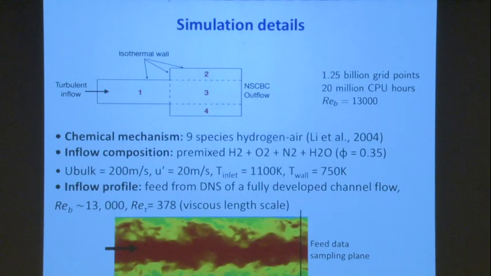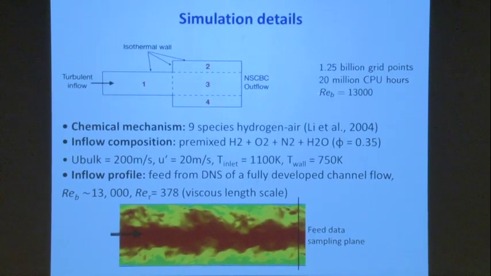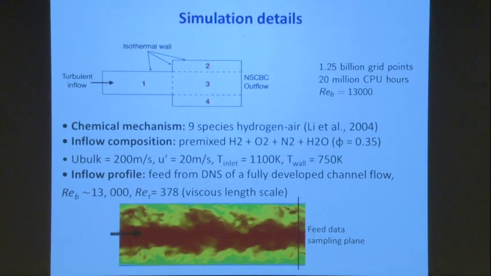So this is a calculation that had 4 blocks, 1, 2, 3, 4. Block 1 is the mixing tube, mixing duct, and 2, 3, and 4 represent the combustor. It took about 1.25 billion grid cells, 20 million CPU hours on a NERSC machine, Cori at LBL, and the bulk Reynolds number here was 13,000. For the chemical mechanism, we used one based on Li, Dryer et al., a detailed model with 9 species representing hydrogen air combustion.